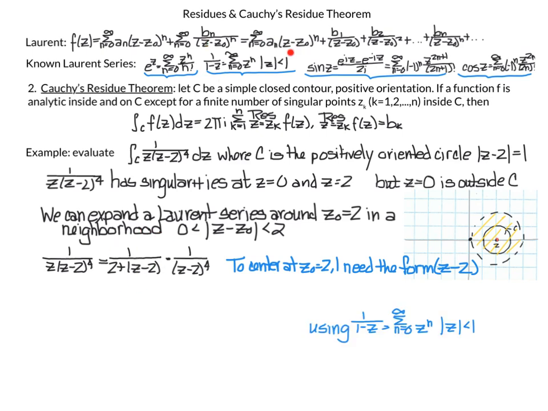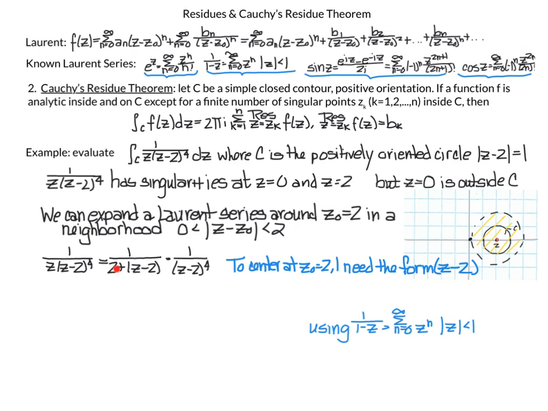I'm going to move this formula down here so it's closer for my reference. So if I want to use this formula, remember later I'm going to replace this z with some simple function of z. Z minus 2, that's a simple function of z, so that looks good. But the thing is I need to combine it with a plus or minus 1 out here. It can't be just some arbitrary constant. It needs to be 1.